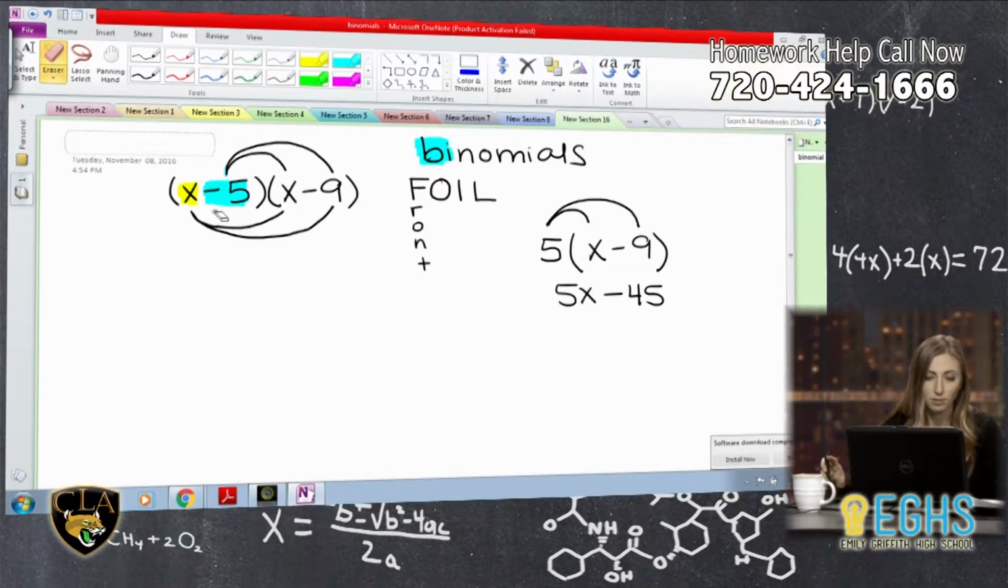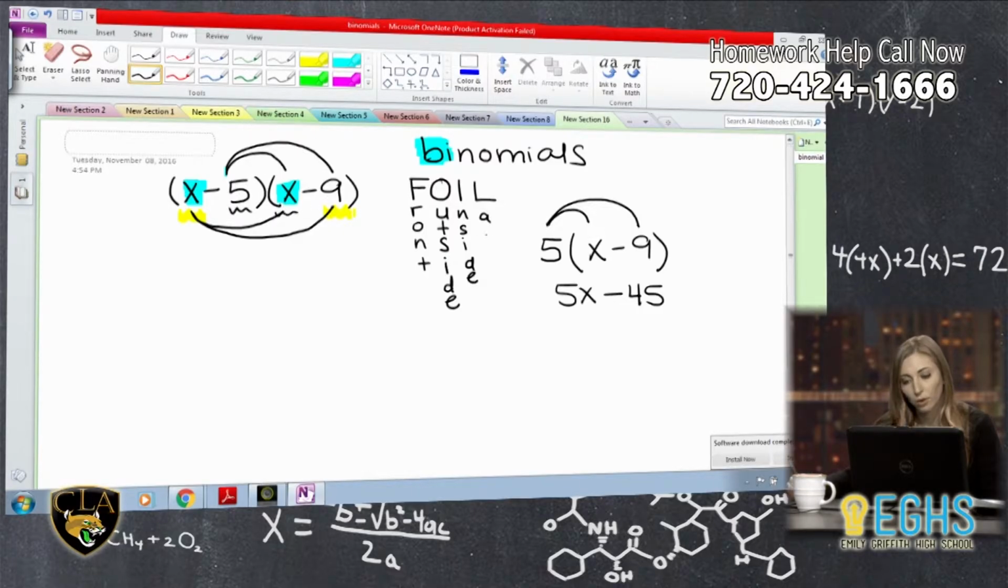I'm going to highlight these so you can see what I mean when I say front. Oh, I got rid of my x. Come back. Okay, so the front terms would be my x and my x. My O stands for outside. So these would be the 2 on the outside, so the x times the negative 9. The I stands for inside. So they would be the 2 on the inside, the negative 5 and the x, and the L stands for last, so the negative 5 and the negative 9.